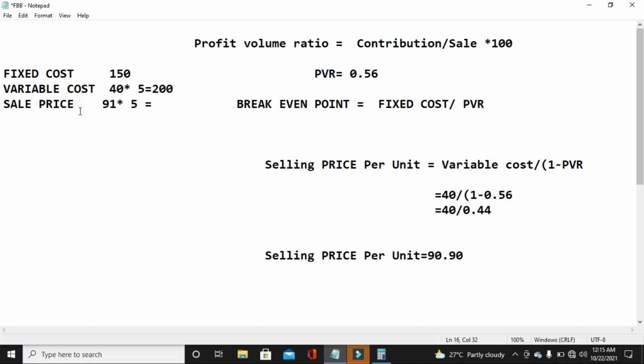If this amount is not written here, and our financial analyst or our boss asks us to calculate the selling price, it is very simple to calculate. What we need to do here is just divide our variable cost by 1 minus the profit volume ratio, then that calculated amount will be the selling price per unit at which we have to sell in the market.